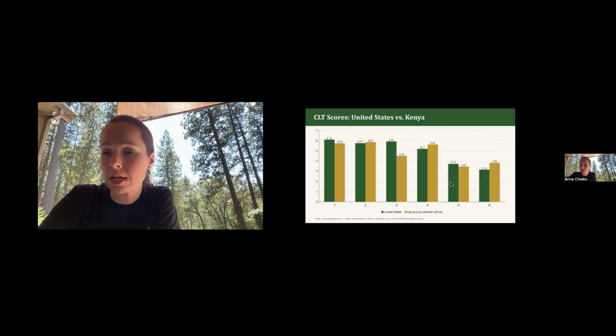Participative is the biggest gap. The US scores 5.93 versus Kenya at 4.52. American managers are expected to involve their subordinates in decision-making and delegate authority. In Kenya, hierarchy is more respected, and a leader who defers too much may be seen as weak or indecisive.